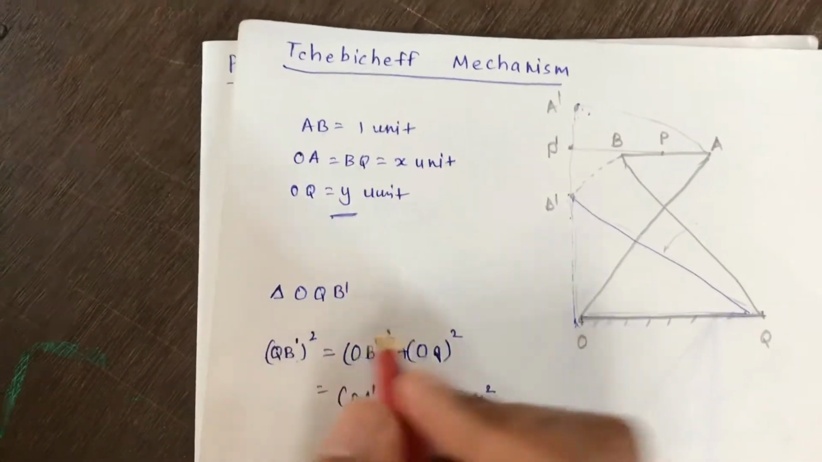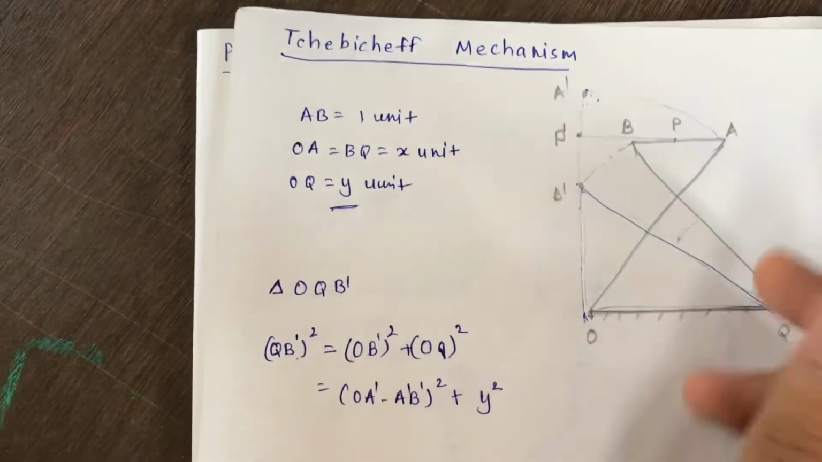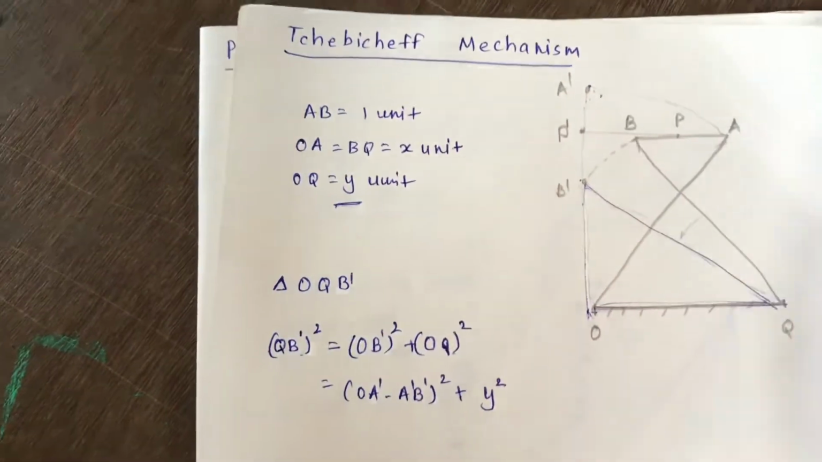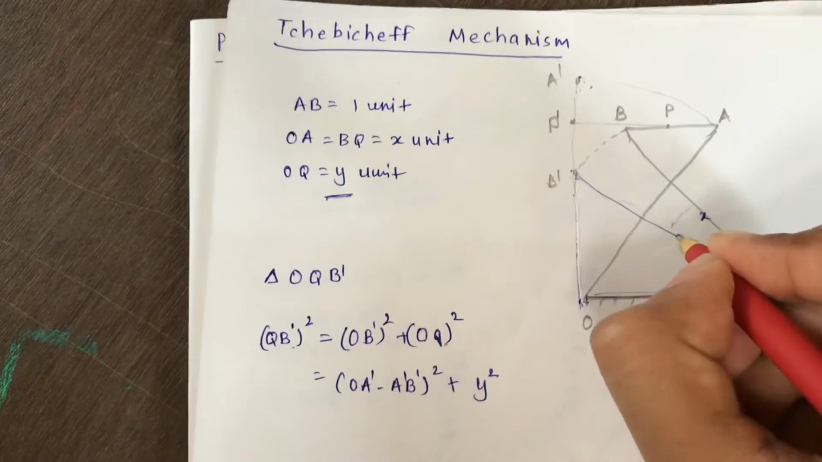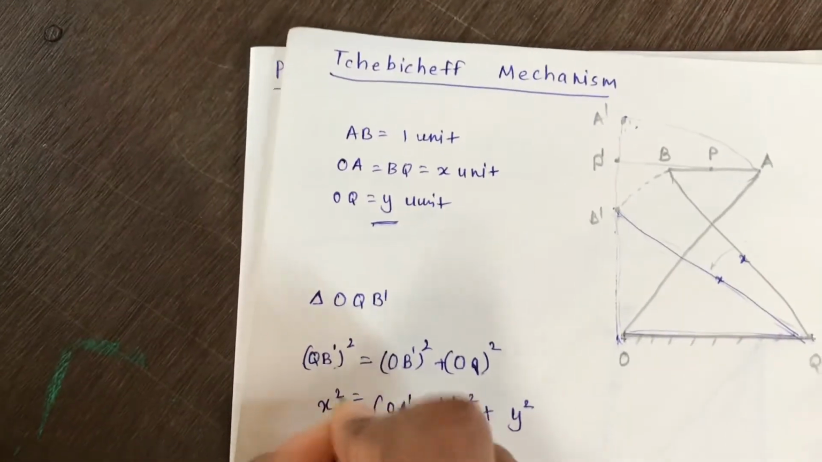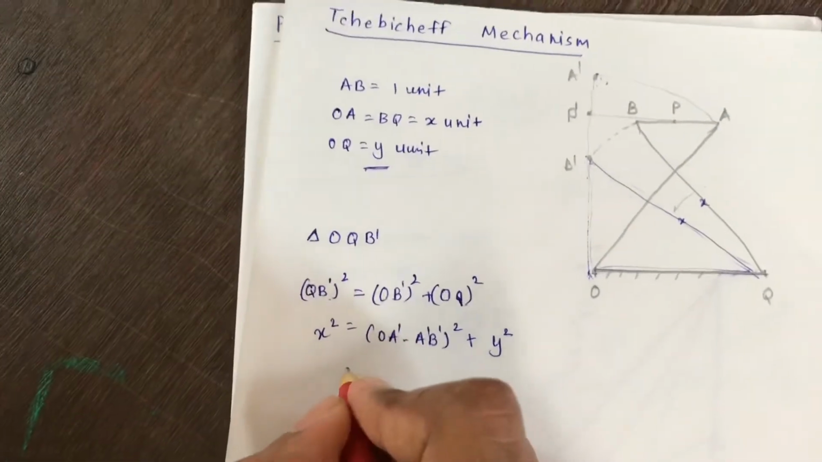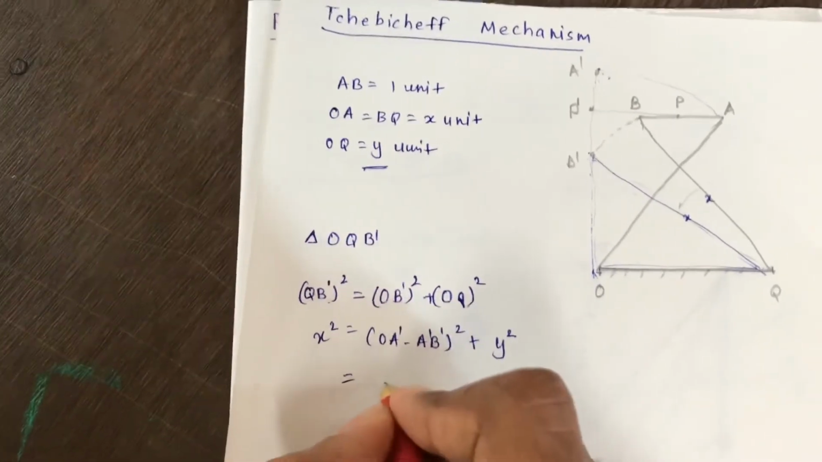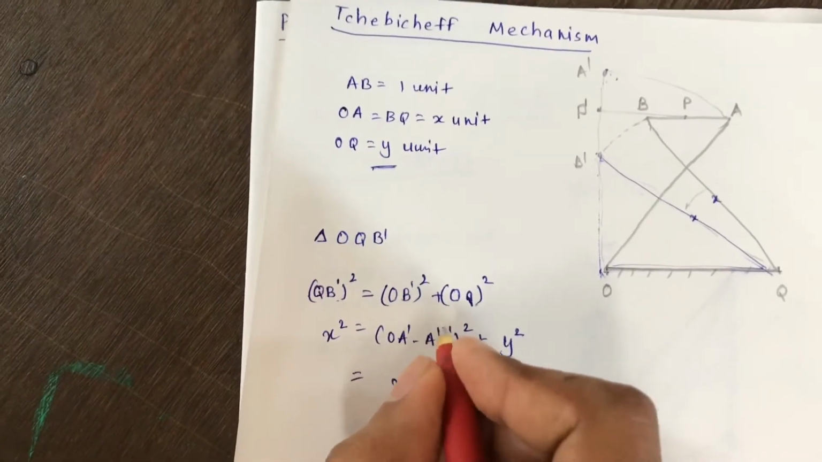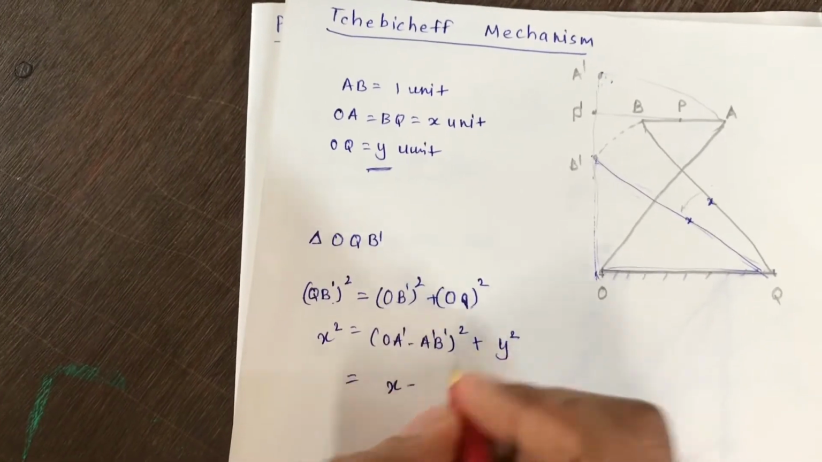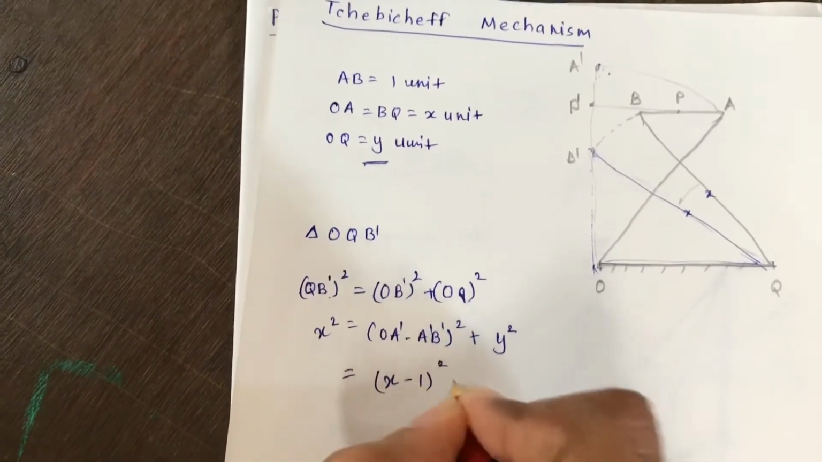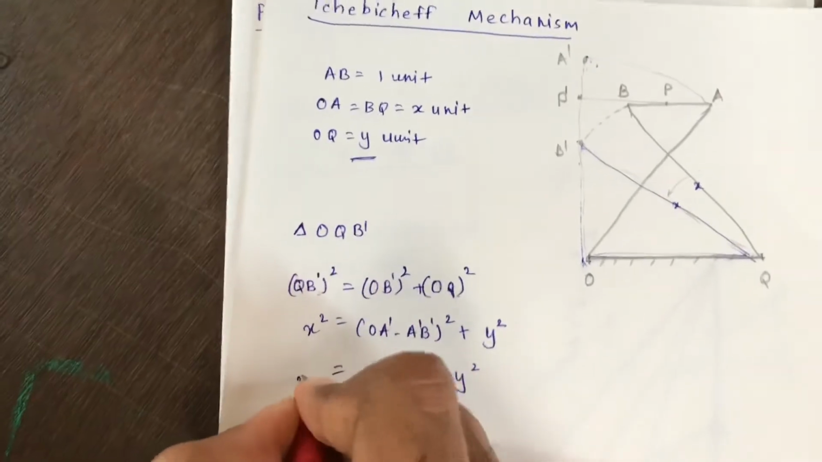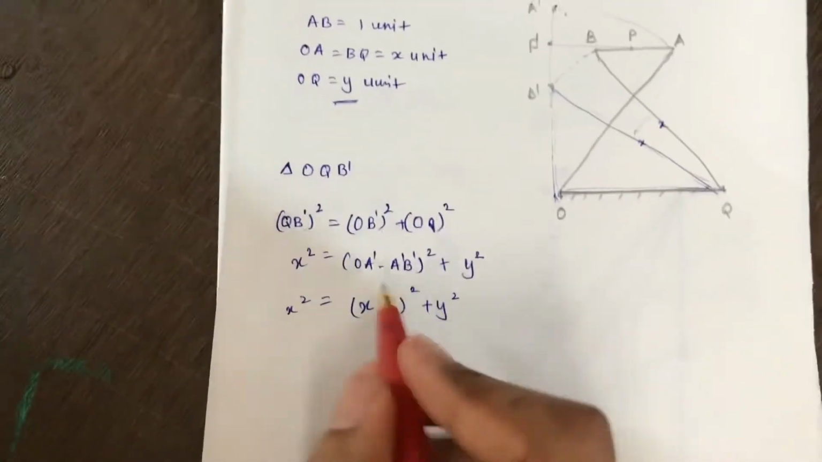And what is QB dash? Q and B dash, it is a link. QB and QB dash are both the same, so we assume this one is X, so it is X square. Now what do you mean by OA dash? OA dash and OA are both the same, so X minus A dash B dash. AB and A dash B dash we assume 1 unit, so (X minus 1) square plus Y square equal to X square. Let us find the value of X.